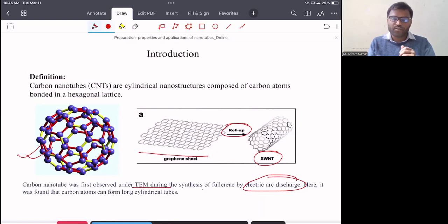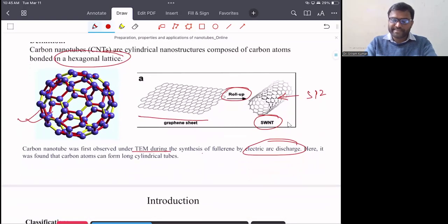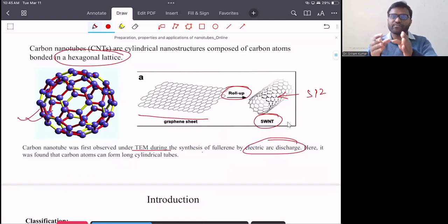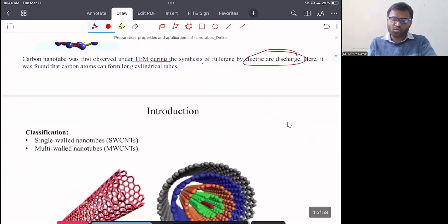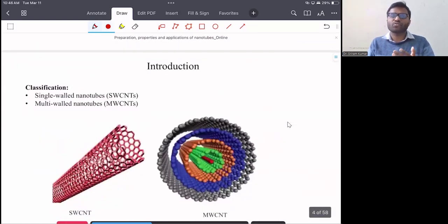So if you want to define CNT, we can say that a CNT is a cylindrical structure of a graphene sheet that has a hexagonal lattice, and each carbon in that CNT is sp2 hybridized as in the graphene. So this is about the CNT. Rolling up the graphene sheet into a cylindrical structure is called the CNT. So we need to know how many CNT layers we have.